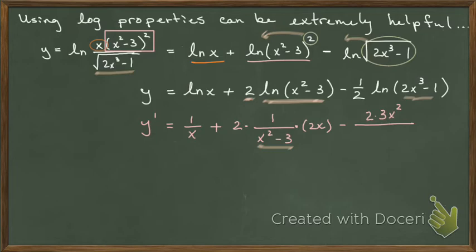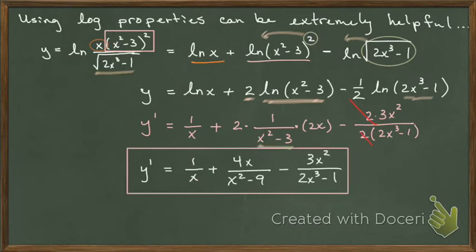I left it as 2 because I noticed that 2 is going to cancel with the 1/2 I have out front. I'm going to write that in the denominator as 2 times 2x cubed minus 1, right? So that's 1 over the inside, 1 over the something, 2x cubed minus 1, times the derivative of the something, 6x squared, and I get a cancellation there. So all I've got here, when I collect like terms, is 1 over x plus 4x over x squared minus 9 minus 3x squared divided by 2x cubed minus 1.